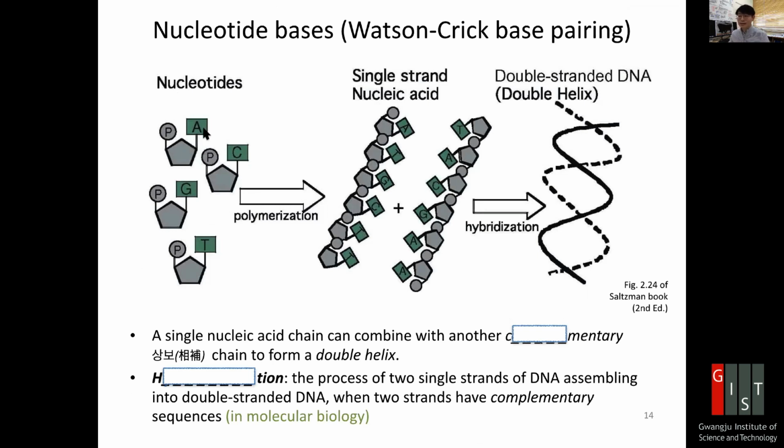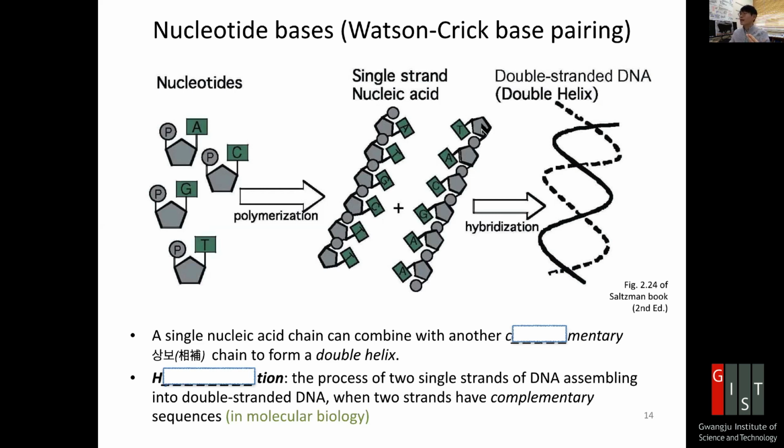So this A, C, T, G is a building block monomer of nucleic acid, and that's a nucleotide. And they polymerize into a linear sequence of this A, T, G, C, T, T. And this is called a single-strand nucleic acid, while DNA is in fact double-stranded in most cases.